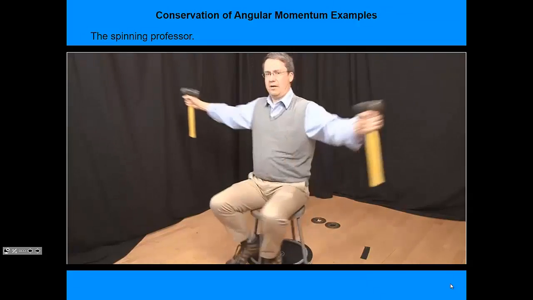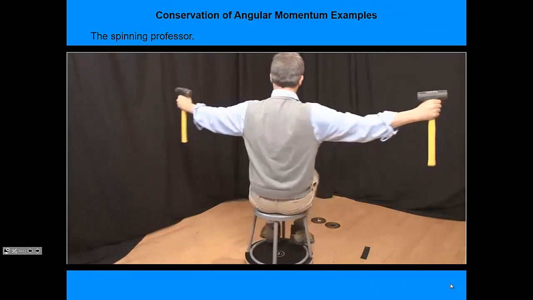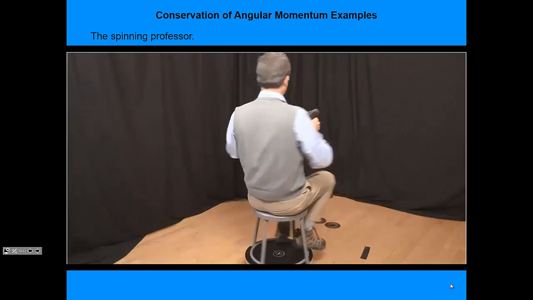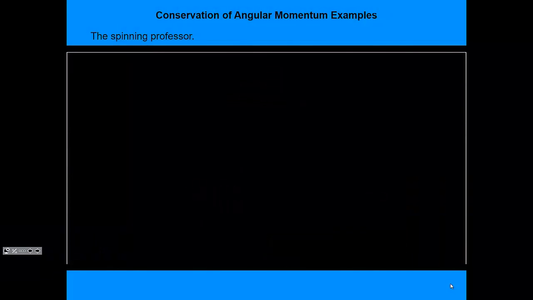As soon as I move them out, I slow down again. And I can repeat this as many times as I want until the friction of the turntable stops me. That's kind of a fun one, right? So what's going on there?